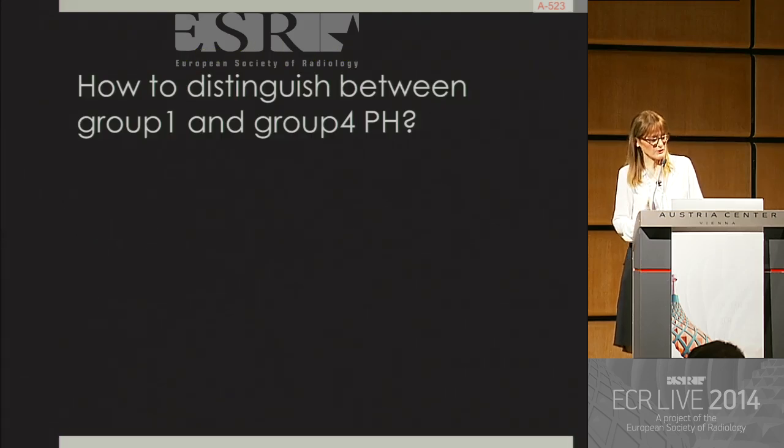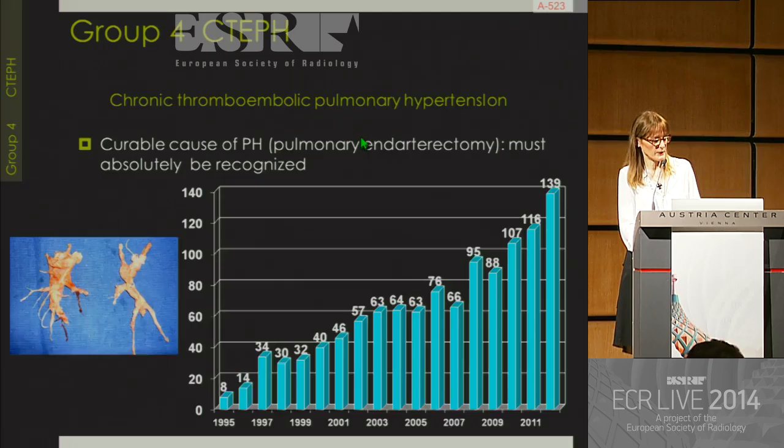In this part of my talk, I would like to explain how to distinguish between group 1 and group 4 pulmonary hypertension, because it's very important to make the difference. As I mentioned, in some of the group 1 diseases, you won't have any specific sign. It's the case for idiopathic pulmonary arterial hypertension or due to HIV infection. And you must be sure that it's not chronic thromboembolic pulmonary hypertension.